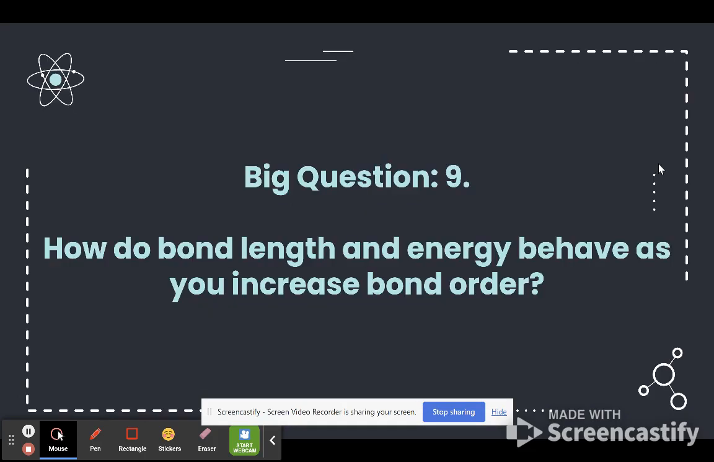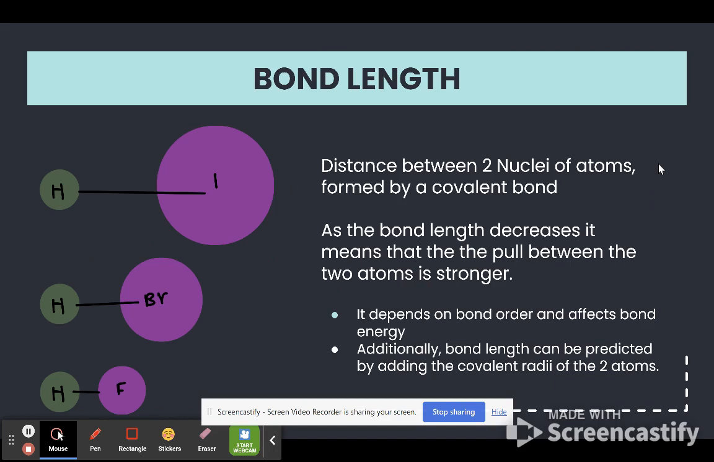Our question is, how do bond length and energy behave as you increase bond order? My name is Saylin. Bond length is the distance between two nuclei of atoms formed by a covalent bond. The length of a bond is dependent on and determined by the number of electrons being bonded in a bond order. As you can see from each molecule in the slide, as the number of bonds increases, the distance will shorten.